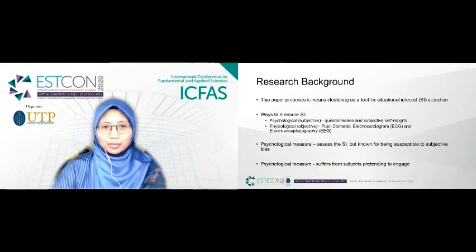Questionnaires and self-report were commonly used. However, these kinds of measures are known for being susceptible to subjective bias, and they also suffer from subjects pretending to engage. Here, physiological measures, for example, pupil diameter, electrocardiogram, and electroencephalography, give an alternative.